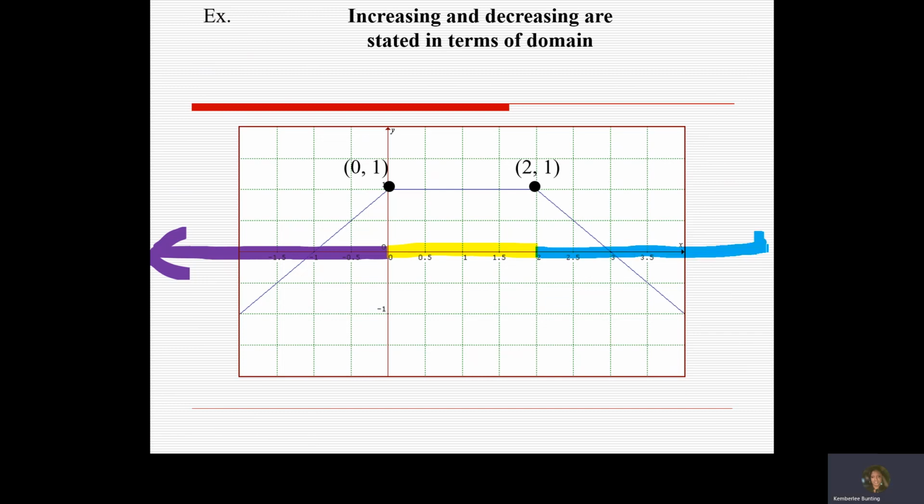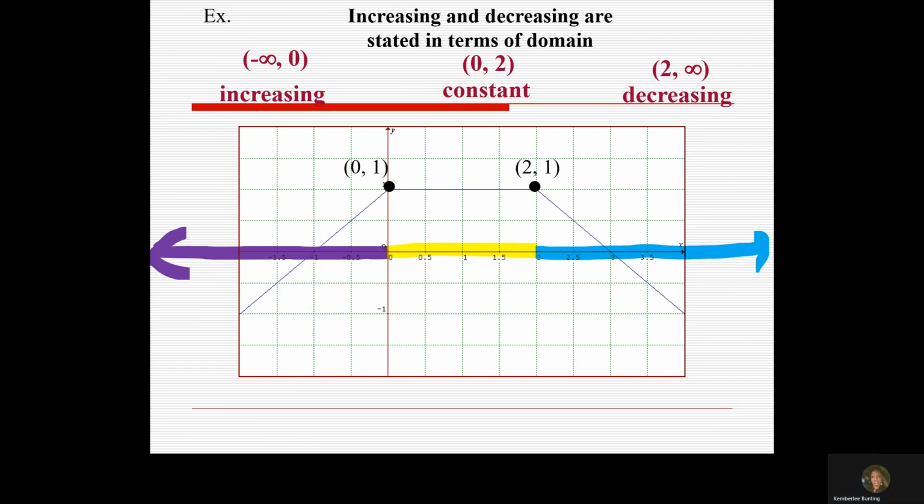So now all we have to do is name the intervals, shall we? Okay. Increasing from to 0. Boom. Does that make sense? Okay. Constant from where? Okay. And I'm sorry, decreasing from to the positive infinity. How we feel? Does this make sense? Okay.